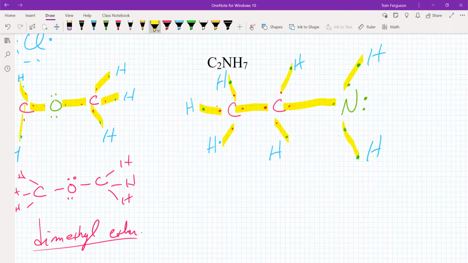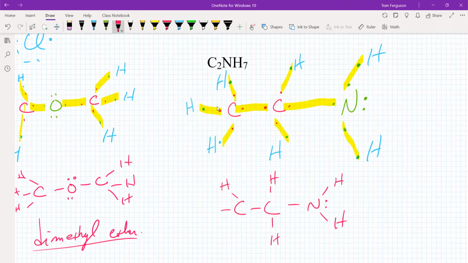Okay, so let's look at the number of bonds for carbon. The left carbon has 1, 2, 3, 4. The middle carbon has 1, 2, 3, 4. Nitrogen needs 3 bonds, and we have 1, 2, 3. Looking at full shells, you have 2, 4, 6, 8 for carbon, 2, 4, 6, 8 for carbon, and 2, 4, 6, 8 for nitrogen. So this is a valid, legal Lewis structure. The next thing we're going to do is add solid lines. And this is called an amine, by the way. You don't need to know that.